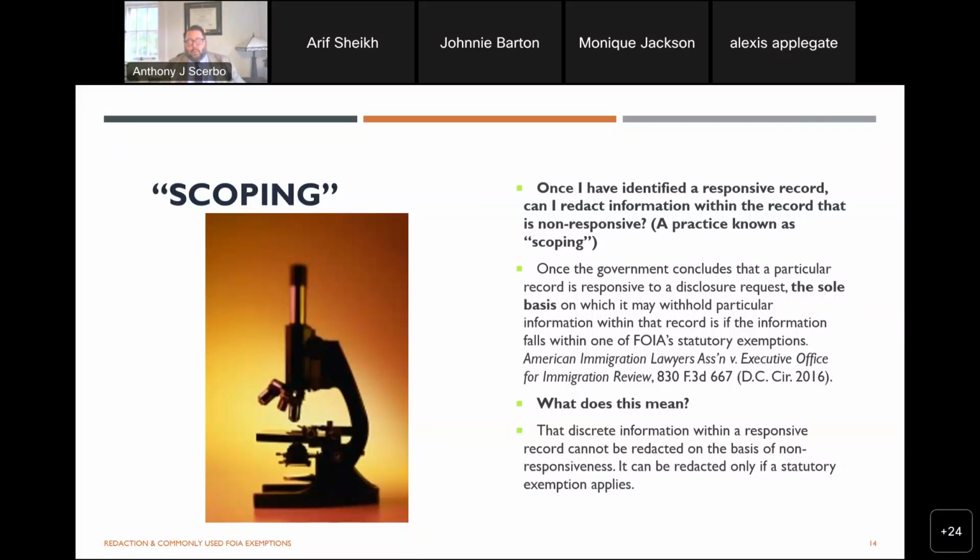So what does this mean for you? That discrete information within a responsive record can't be redacted on the basis of non-responsiveness. It can only be redacted if one of the specific statutory exemptions applies to that discrete information.